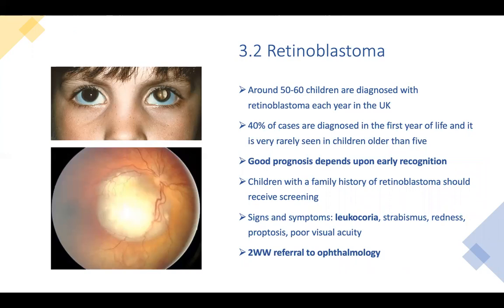Children with a family history of retinoblastoma should receive screening from birth to the age of 3 years. This involves regular eye examinations under a general anesthetic. The frequency of this depends on the determined risk level.